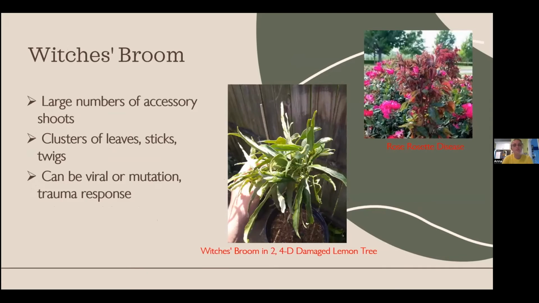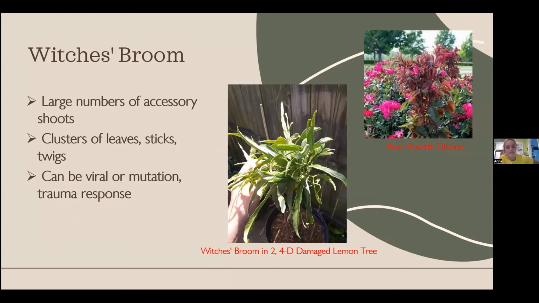The next symptom is witch's broom. This is one of my favorites. This is where the plant kind of goes crazy and makes large numbers of accessory shoots. It can be clusters of leaves, clusters of sticks or twigs. It can be viral or a natural mutation. For example, a nice viral one up at the top there is rose rosette disease. We don't have this in New Orleans. It's a virus that's spread by thrips and mites. It's up in the Shreveport area and all through Texas.